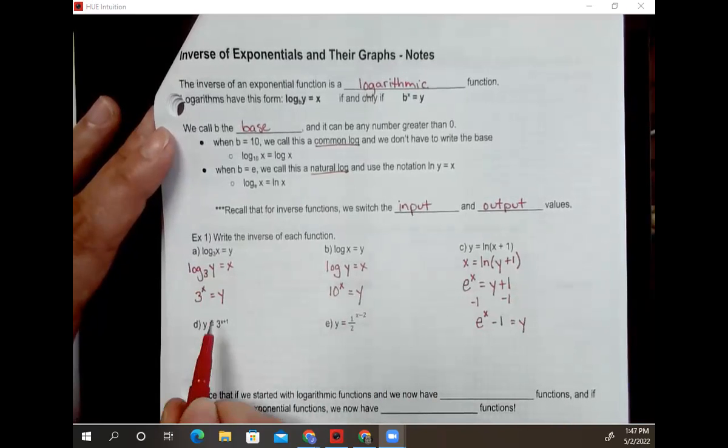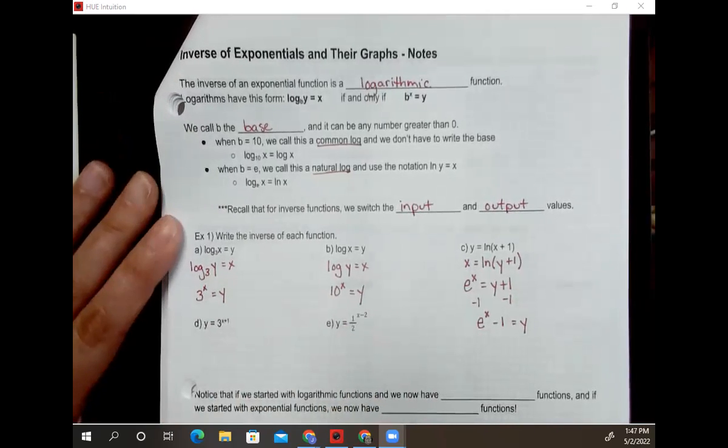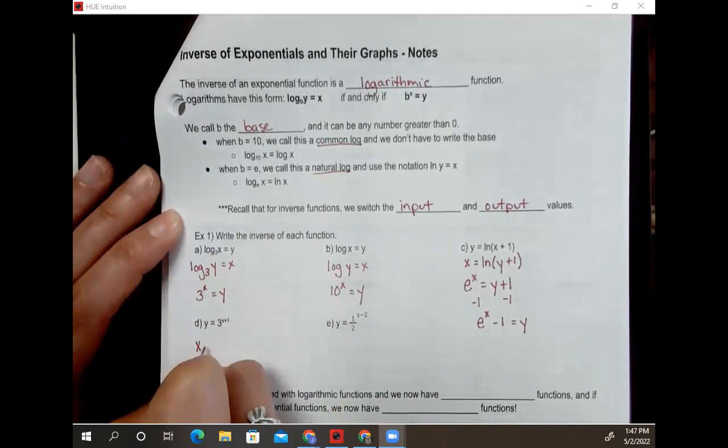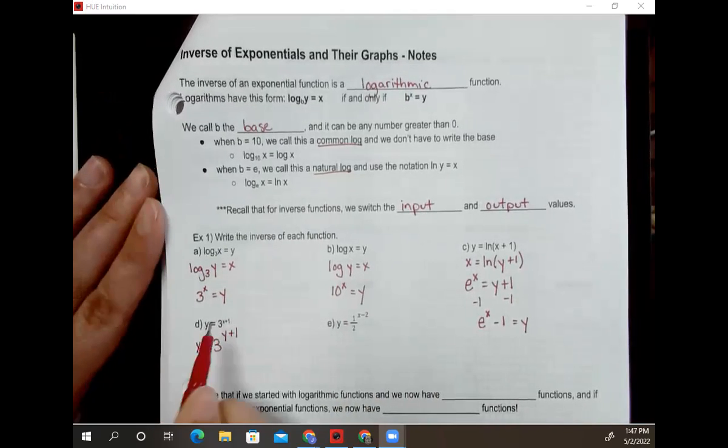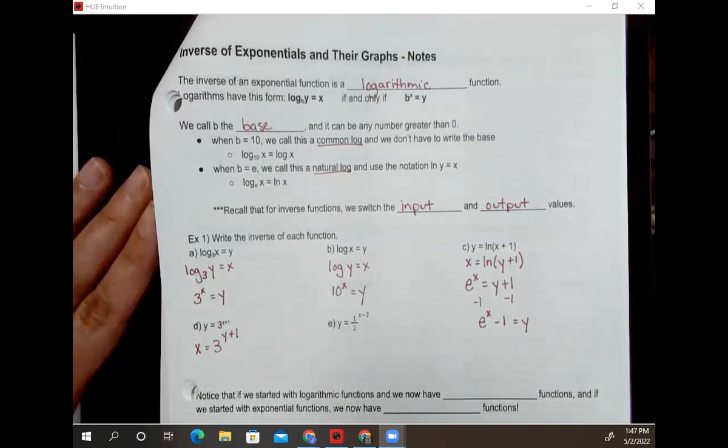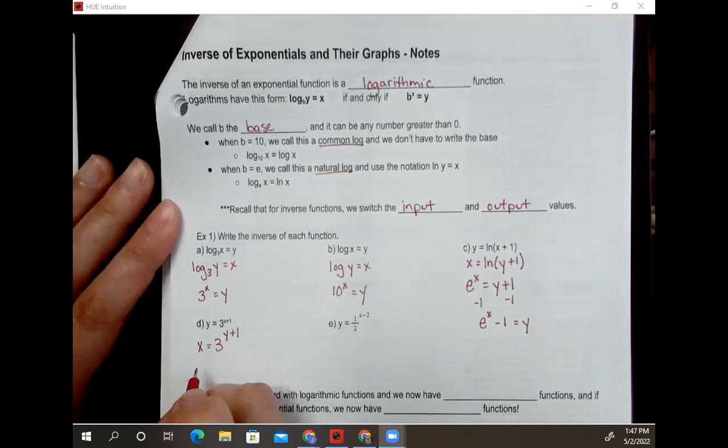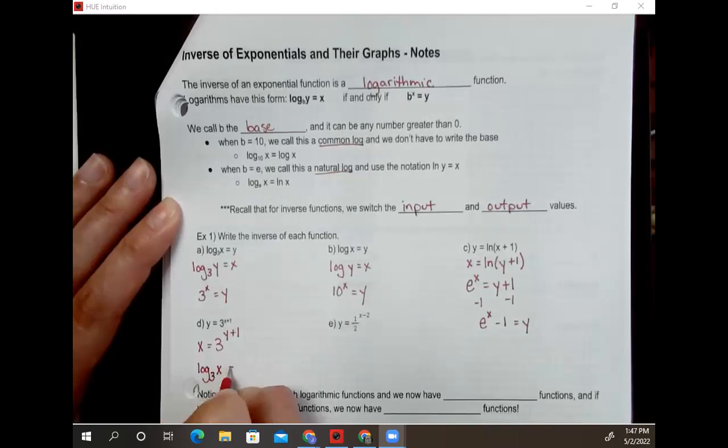For d, I've got an exponential function, and e, same, I've got an exponential function. I want to start by switching x and y, so x equals 3 to the y plus 1. And in order to get y by itself, to get y out of the exponent, I'm going to have to rewrite this in log form. So this would be log base 3 of x equals y plus 1.